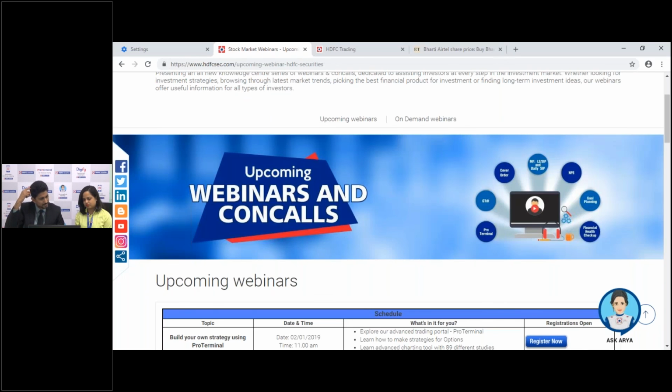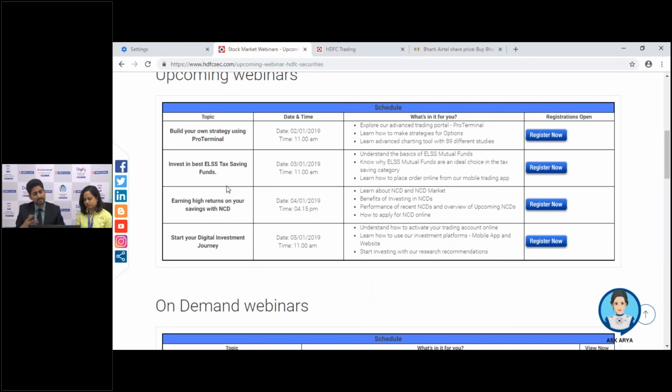And here you can find that tomorrow we are doing ELSS for tax saving purposes, and then we have something on NCD, because whatever may be the case, we should always have a diversified portfolio, which is recommended for all investors. Equity, non-equity, fixed income, long term, everywhere you have to diversify. So that is what we will be doing tomorrow and the day after.